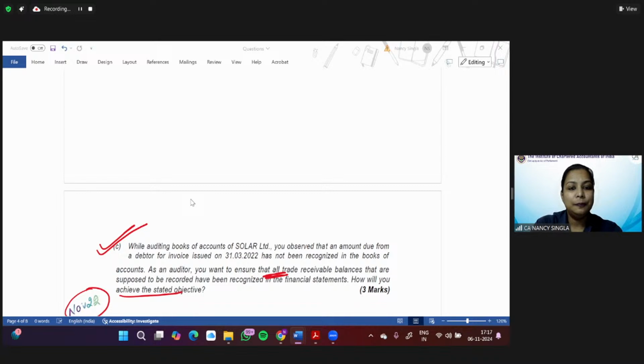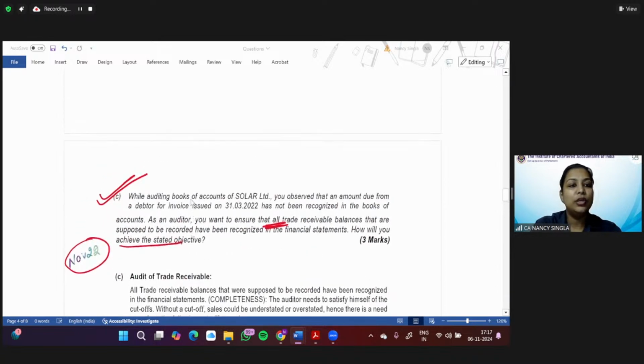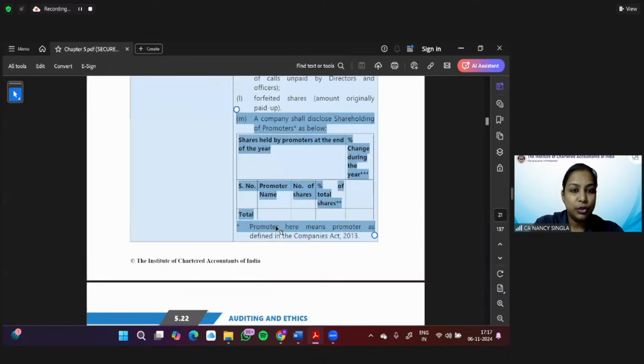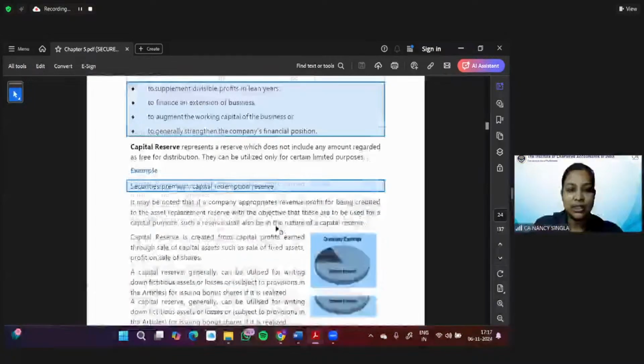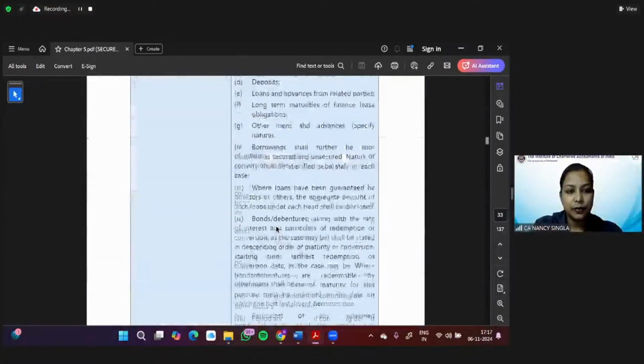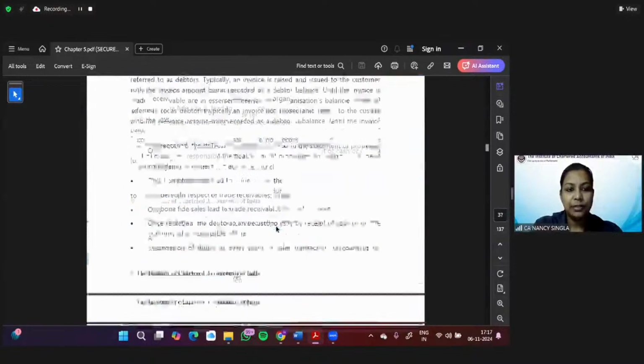So it is with respect to completeness. Now tell me what has been asked. How will you achieve the stated objective, that as an auditor, you want to ensure that all trade receivable balances that are supposed to be recorded have been recognized. So see, specific answer with respect to completeness assertion. So let us just go to the module. So this is with respect to trade receivable. Tell me the page number.